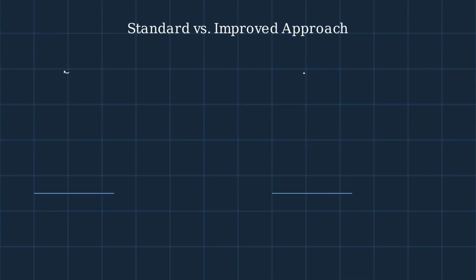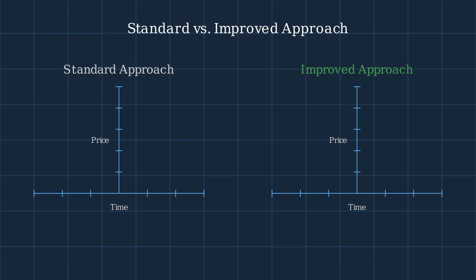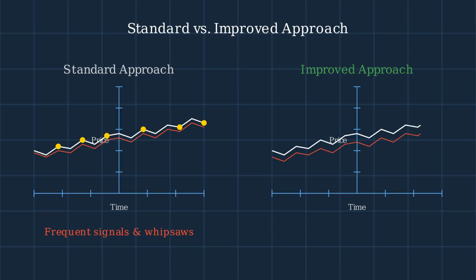Let's compare a standard approach versus an improved approach that addresses these pitfalls. With a standard approach using default parameters, the Chande Kroll Stop generates many signals in volatile conditions. These narrower stops are frequently hit, resulting in numerous small losses and missed opportunities. An improved approach uses wider stops during volatile periods and filters signals using additional indicators. This results in fewer, higher quality trading signals and better overall performance.